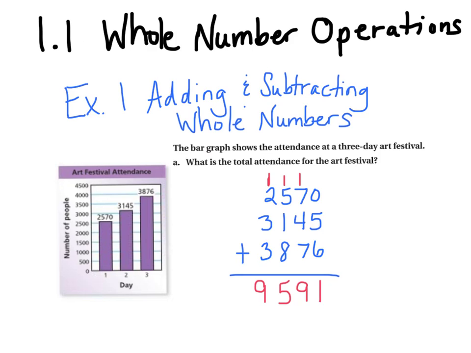And so now our total number that we've just added together is 9,591, and we always put a comma after 3 digits, so you can stick that in there. And remember, that's answering the question, what is the total attendance for the art festival? So 9,591 people attended the art festival over those 3 days.